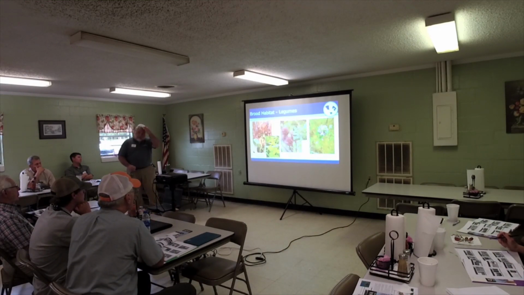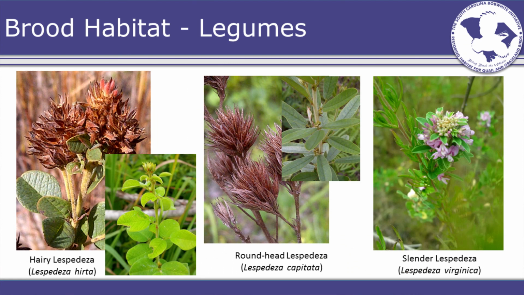Here's some legumes that we can talk about as potential replacements for the bicolor. Now, these don't grow as big and shrubby as bicolor. They don't have the branched form, but they are woody plants, semi-woody plants, and they produce prolific amounts of seed. Hairy Lespedeza tends to occur on drier soils in the sand hills of South Carolina and sand ridges. Roundhead Lespedeza tends to grow in a little heavier soil. And slender Lespedeza occurs throughout the range too.